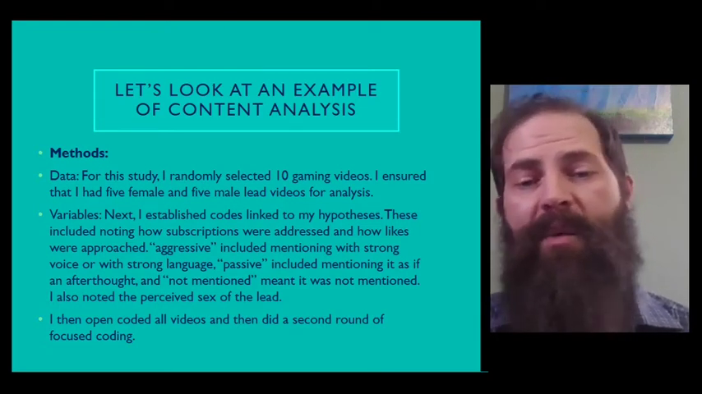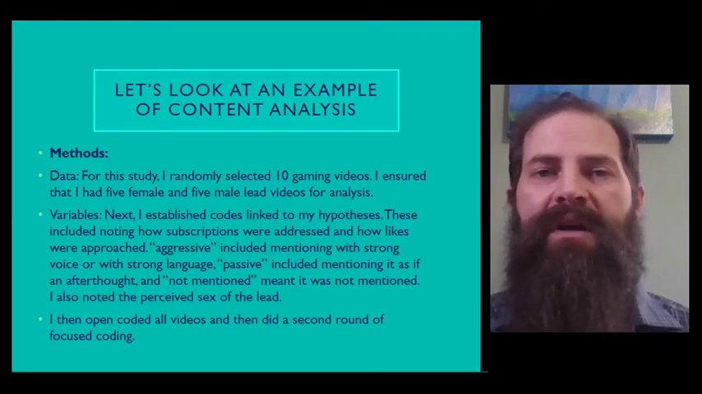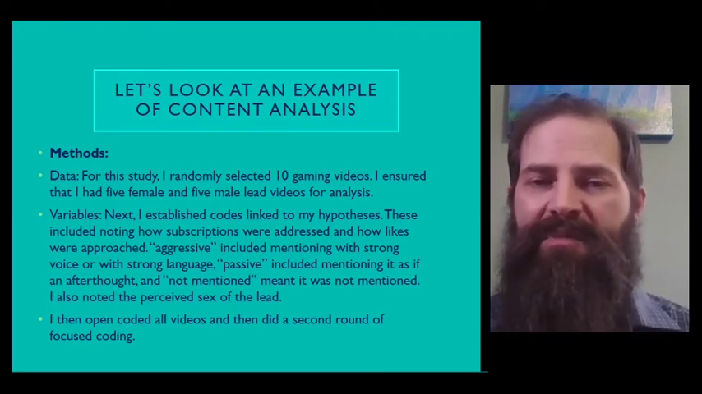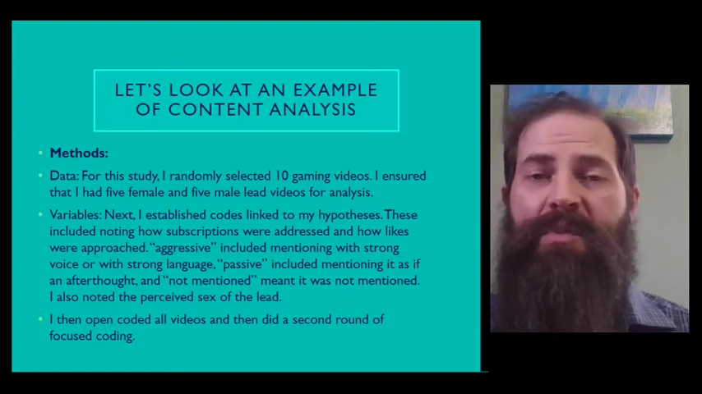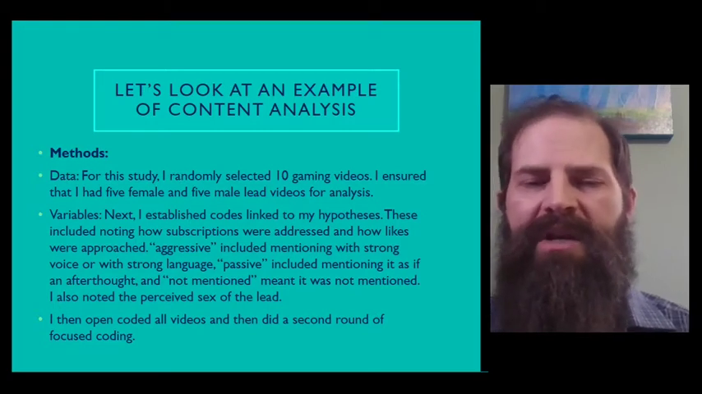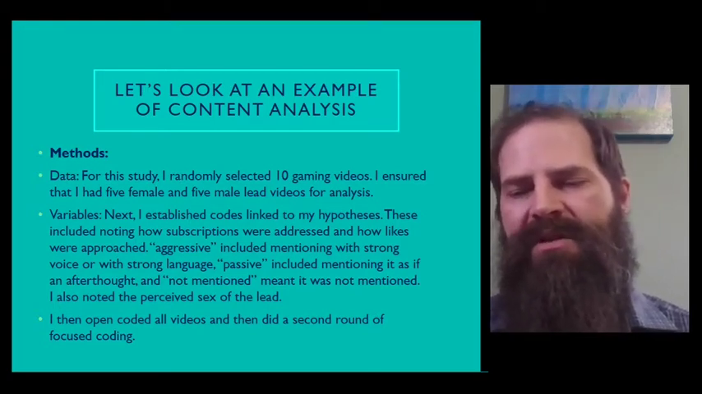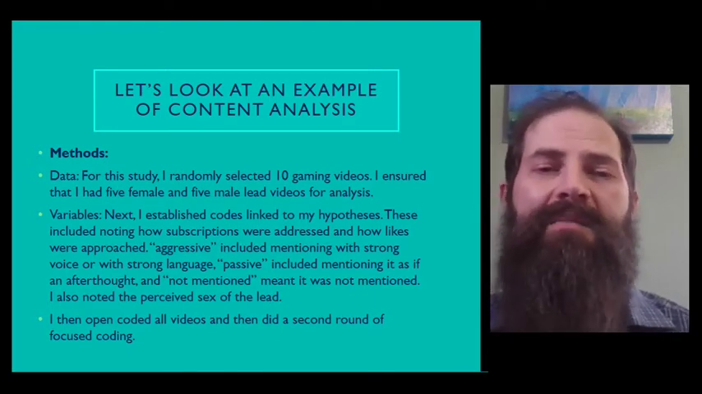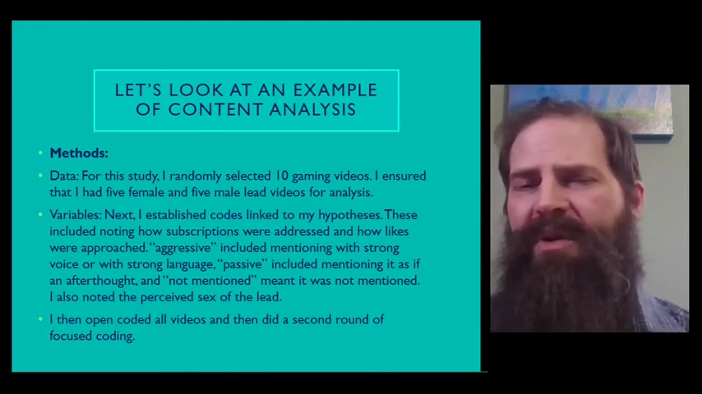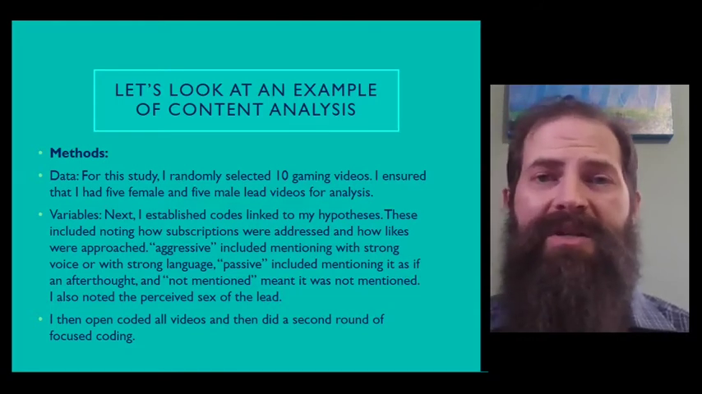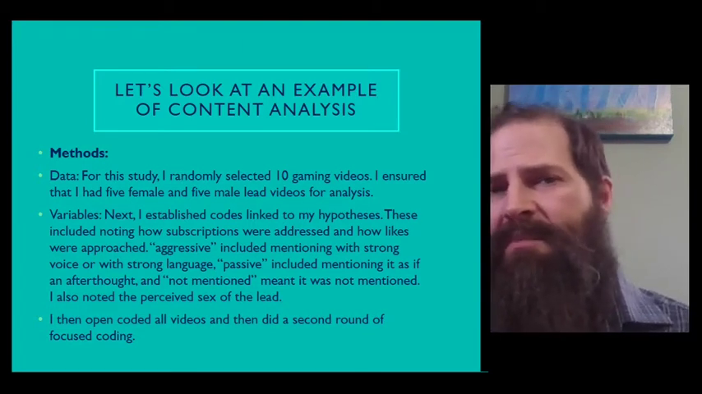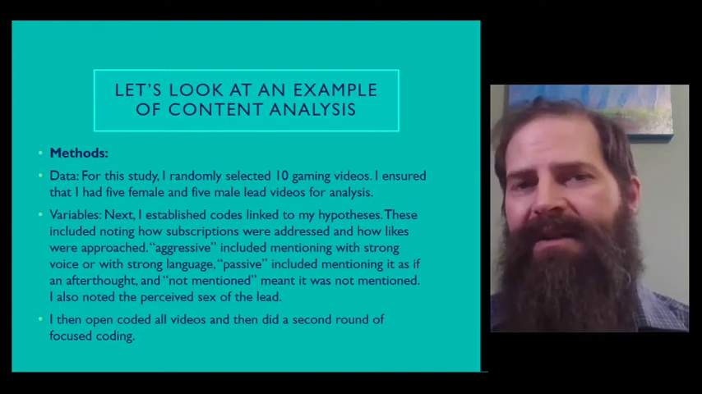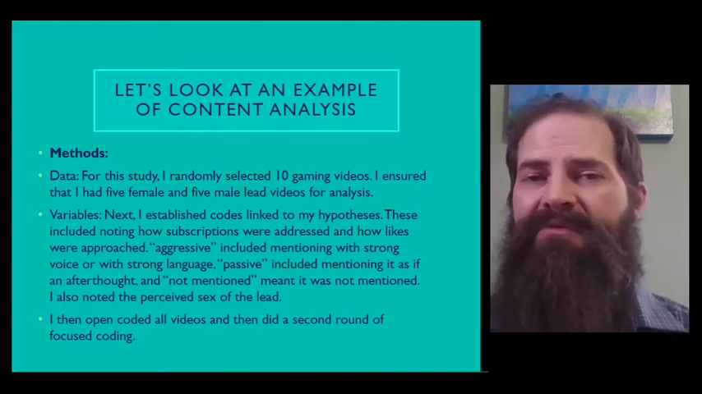I then go through and watch all of the videos and do open coding, again thinking about my hypotheses and my variables, establishing to what degree they talked about the like and the subscribe. I would pull out maybe some quotes, maybe some timestamps, since these are YouTube videos, for how they talked about the like and the subscribe in terms of my coding of aggressive, passive, or not mentioned. After that, I'll go through a second time to do focused coding. Maybe I'd find that three levels isn't enough. Maybe it should be two levels, or four levels. Maybe there's something in between aggressive and passive, like a neutral approach. I didn't see that need, but that might be where a focused round of coding would make a change.